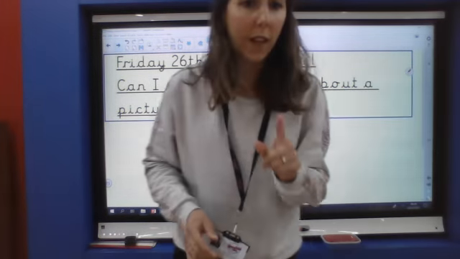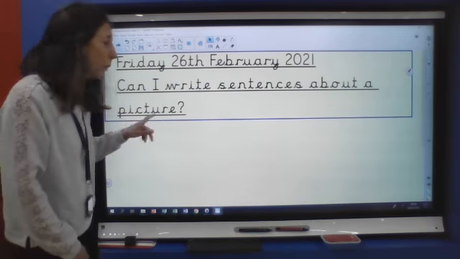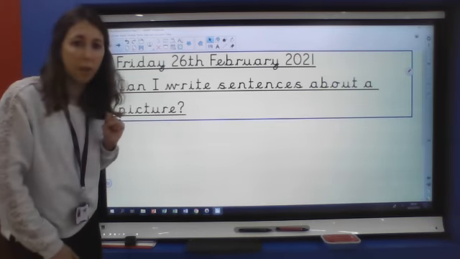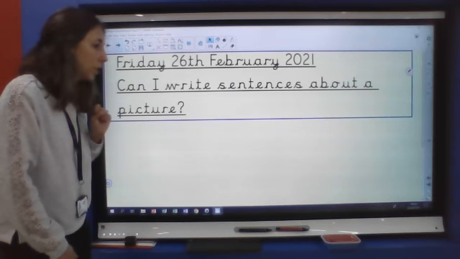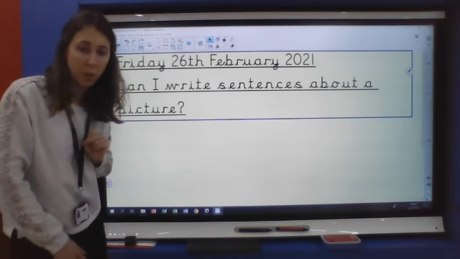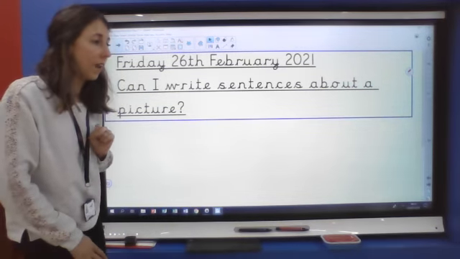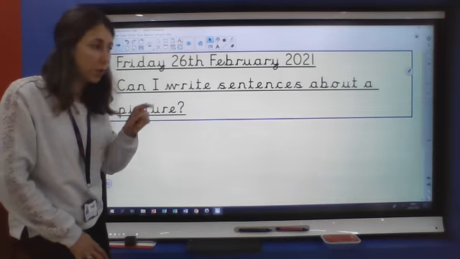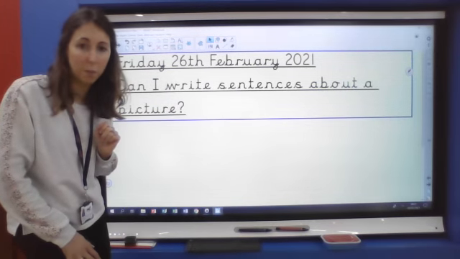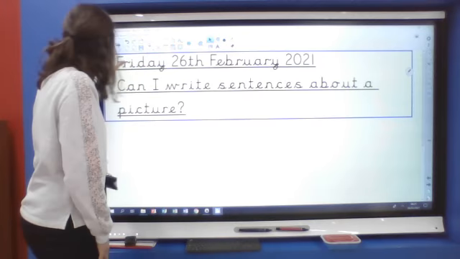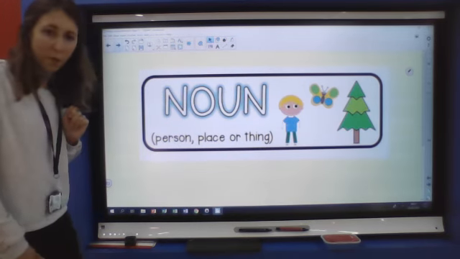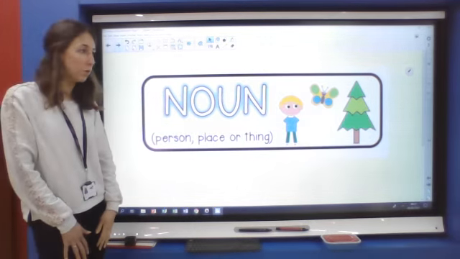So let's have a little think about how we are going to be able to write some sentences about a picture. We're going to practice with a picture on the board. And then I want you as your first activity to go and write some sentences about the picture in your book. Okay. What we're going to think about first are nouns.